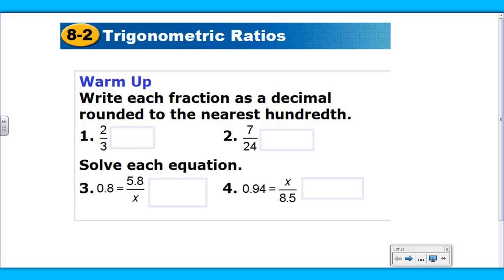Geometry, Chapter 8, Section 2, Trigonometric Ratios.